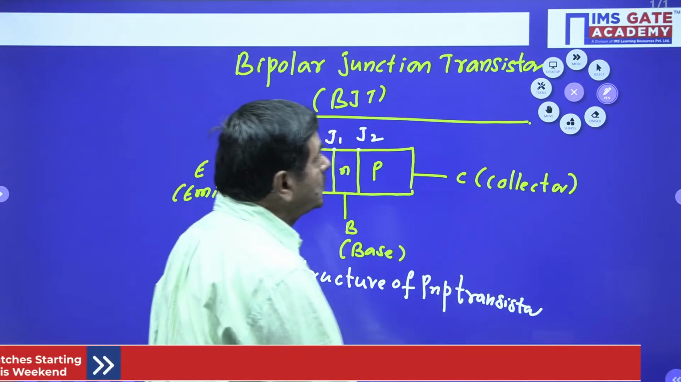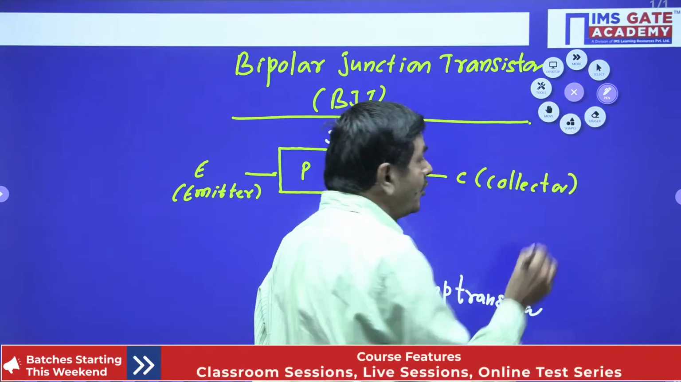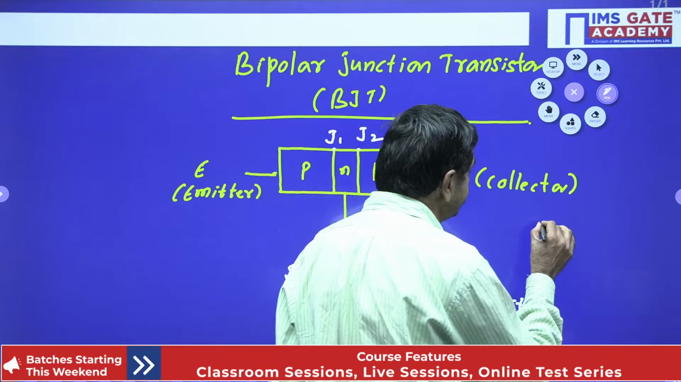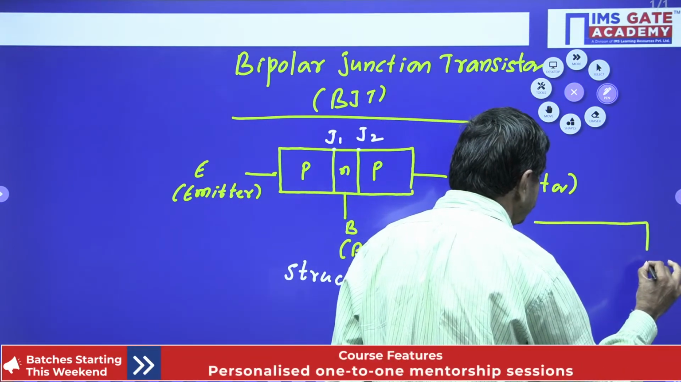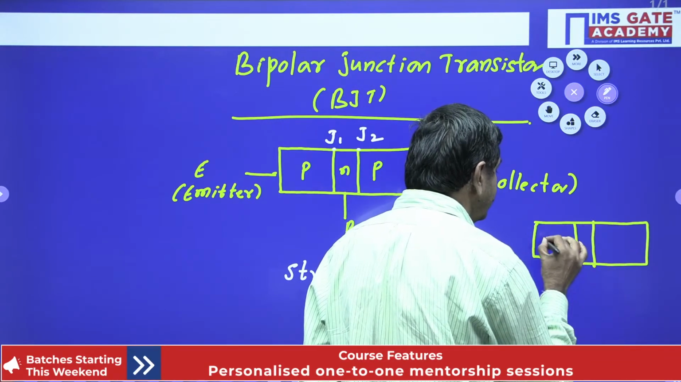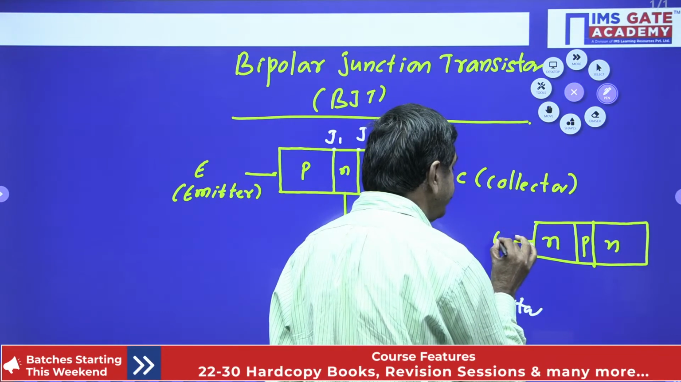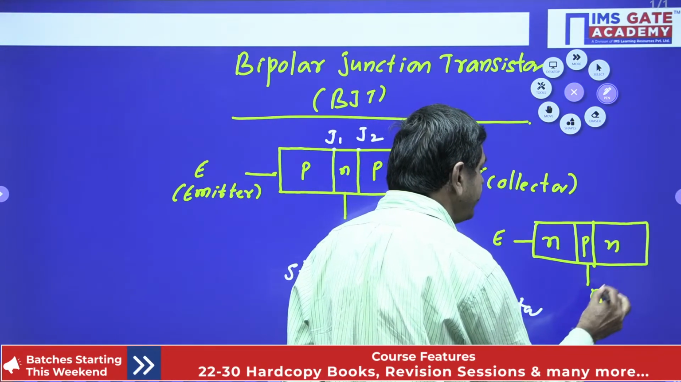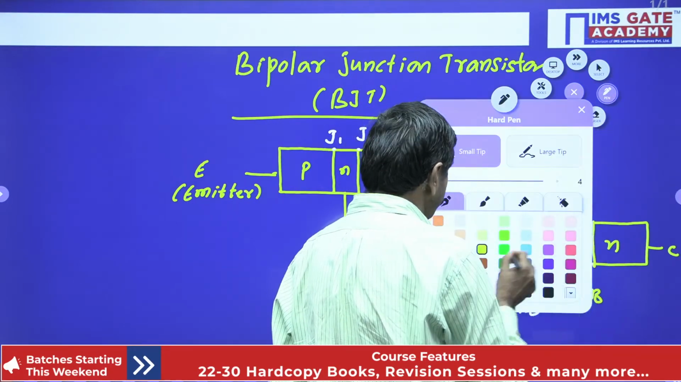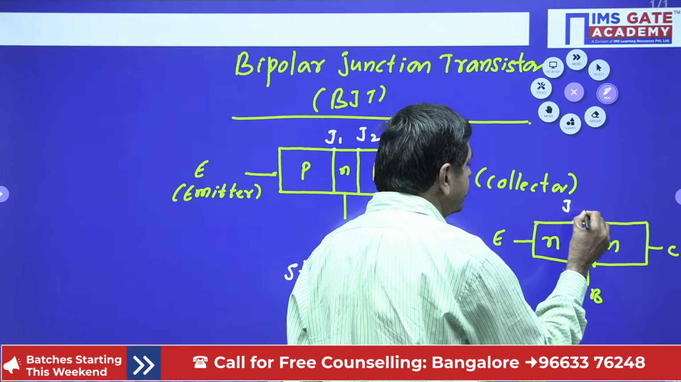One more is nothing but the NPN transistor, which we know very well. That is drawn in this way. The structure we can put in this way only. Here N type, here P, here N. This is emitter E, this is the base B, this is collector C. How many junctions are there? Here also we can take the same two junctions. This is taken as J1, this is taken as J2.